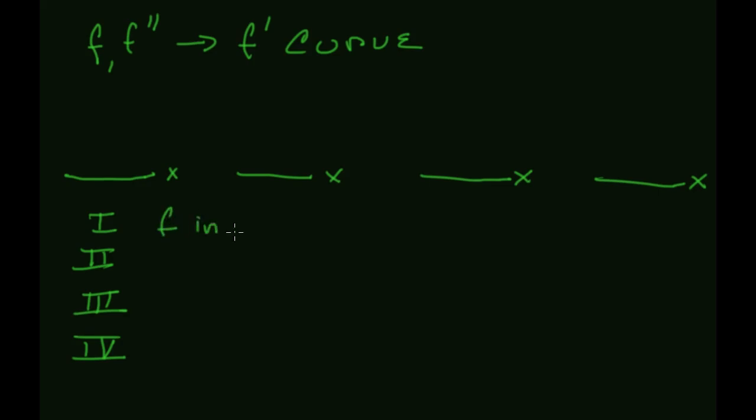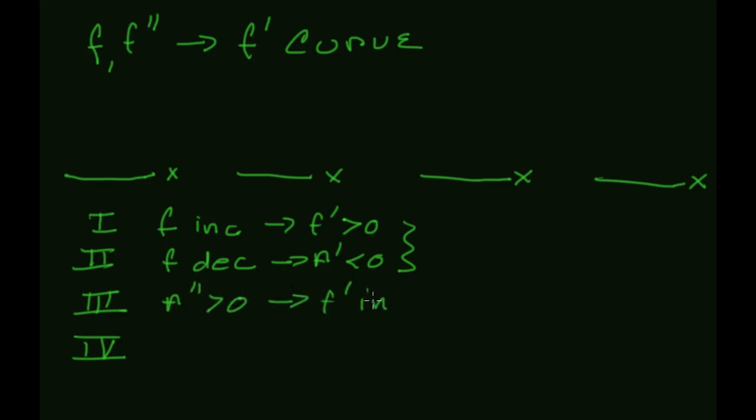If f is increasing, then f prime has to be positive. If f is decreasing, then f prime has to be negative. This is why we care about where the x-axis is. Now, if f double prime is positive, then f prime is increasing, because f double prime is the derivative of f prime, so it acts like that. And if f double prime is negative, then f prime is decreasing. So we're going to look at how this looks on these four graphs. That'll be our next move.